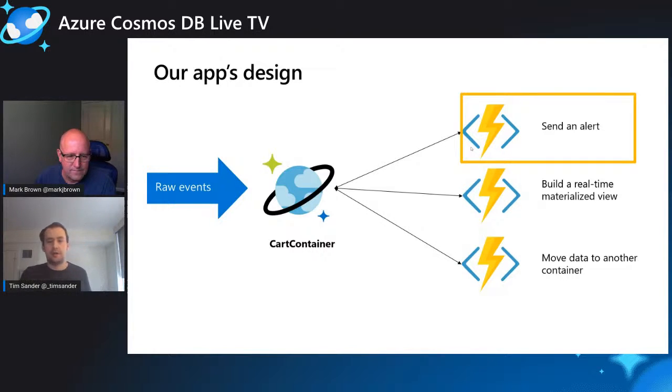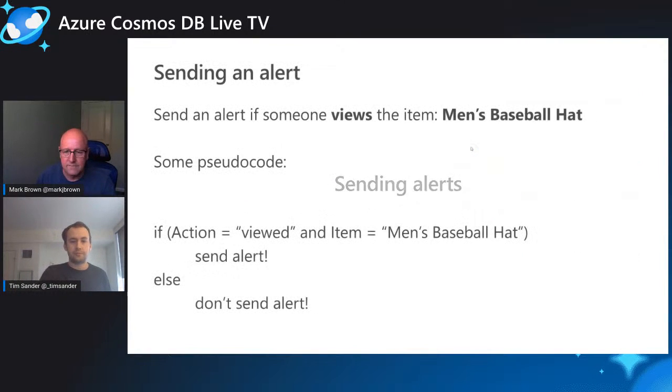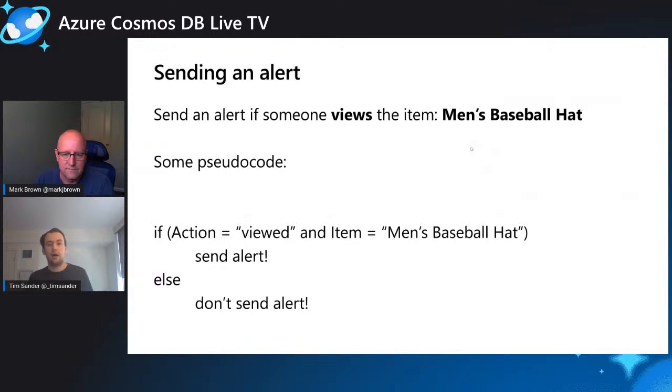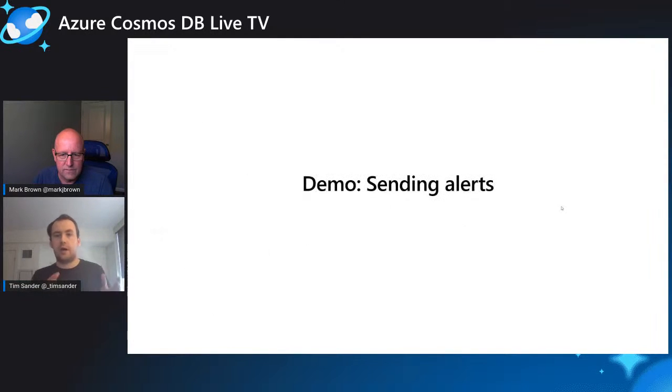So the first thing we'll get into is sending an alert. This is the most basic possible use of the change feed. We basically want to send an alert if someone views the item men's baseball hat. So if somebody goes on the website and there's a raw data item that has the action view, and the item is men's baseball hat, we just want to send an alert. It could be an email alert, it could be a notification, whatever, just some sort of alert. I'll show you what that would look like if we were to create that example here.